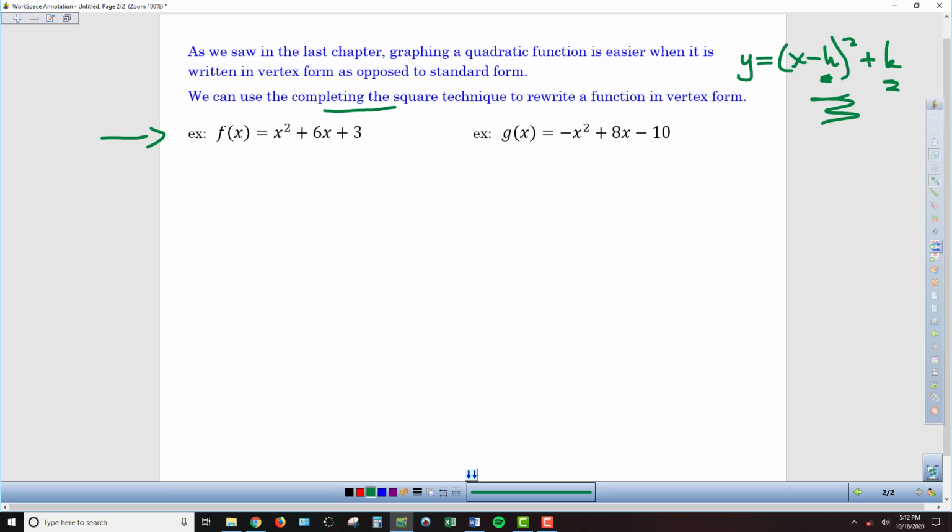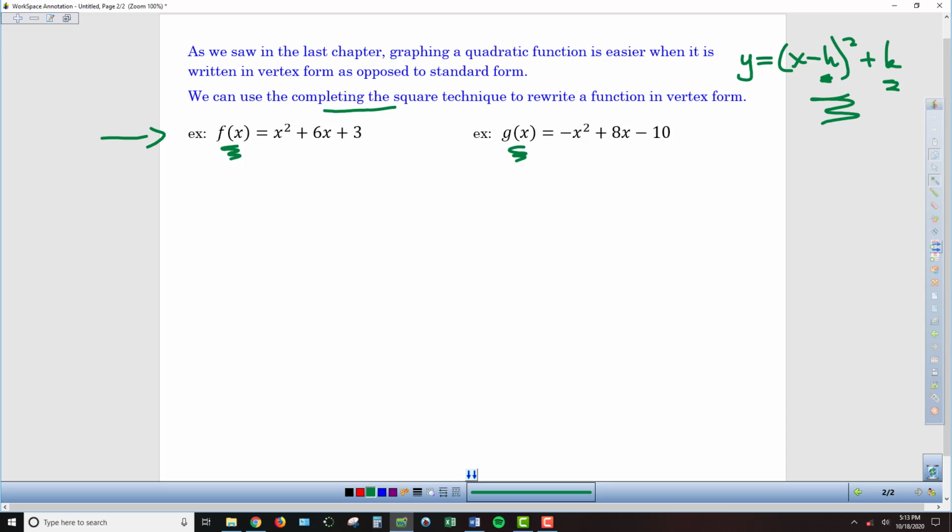But we're going to do all of our work just on one side of the problem. Because we've got this f of x or g of x on the other side, when we go to complete the square, we're not going to add something to both sides. We're instead going to add and subtract the same number to the same side. And we'll see what that looks like in just a moment.